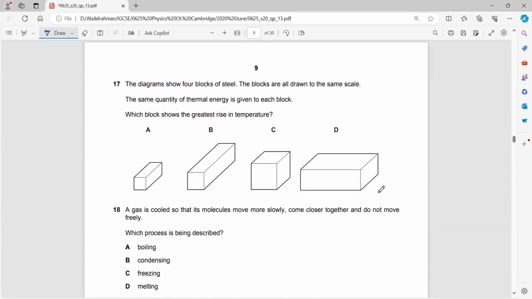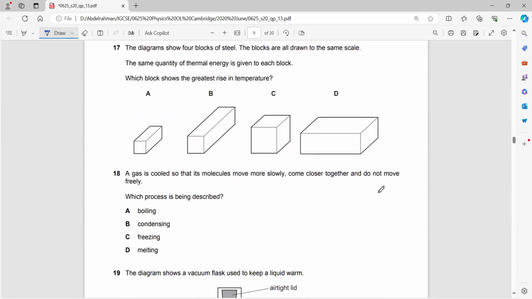Question 17. The same quantity of thermal energy is given to each block. This question has to do with thermal capacity. It's kind of removed, but we can solve it. Which block shows the greatest rise in temperature? If you give them all the same amount of energy, A would experience the greatest rise in temperature.